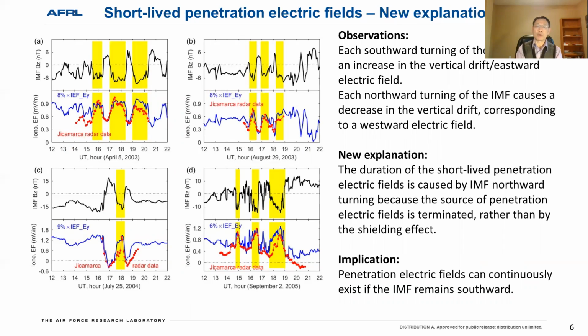However, if we compare the equatorial vertical ion drift with the IMF, we can see a very clear correlation between penetrating electric fields and IMF southward turning. Each southward turning of the IMF causes an increase in the vertical ion drift, or eastward electric field. Each northward turning of the IMF causes a decrease in the vertical ion drift, corresponding to a westward electric field. The new explanation is that the duration of short-lived penetrating electric fields is caused by IMF northward turning because the source of penetrating electric fields is terminated, not by the shielding effect. The implication is that penetrating electric fields can continuously exist if the IMF remains southward.